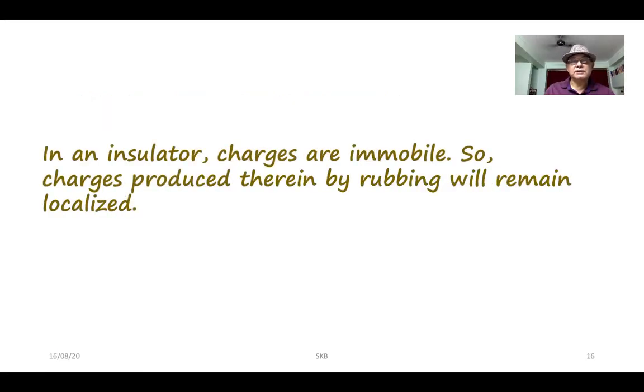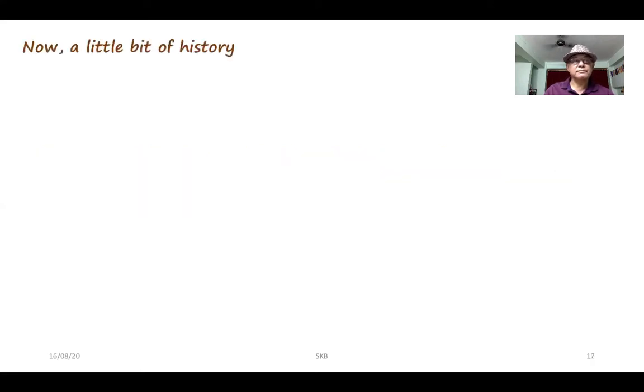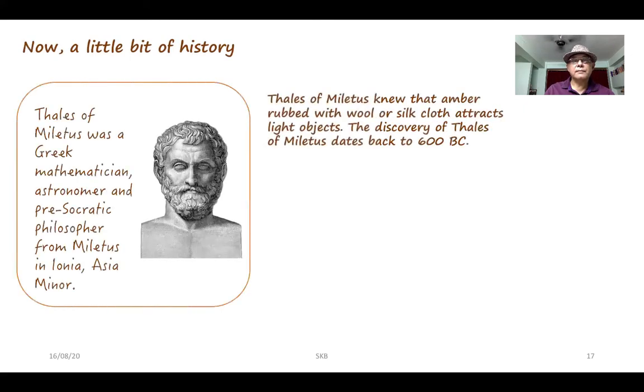In an insulator, charges are immobile. So, charges produced therein by rubbing will remain localized. Now, a little bit of history. Thales of Milesia knew that amber rubbed with wool or silk cloth attracts light objects. The discovery of Thales of Milesia dates back to 600 BC. Thales of Milesia was a Greek mathematician, astronomer, and a pre-Socratic philosopher from Milesia in Ionia, Asia Minor.